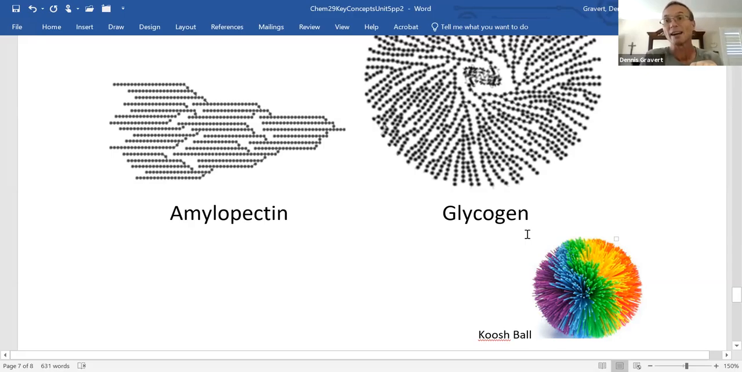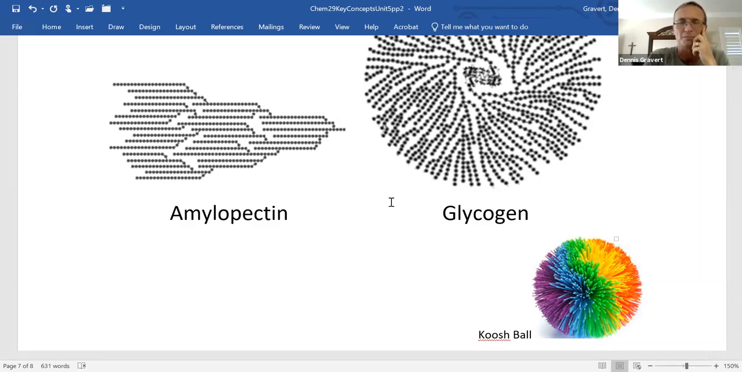So here's the question, why? Why do plants pack their extra glucose in amylopectin? Why do people and animals pack their extra glucose in glycogen? What use would all these extra branches have? Well, think about one of the big differences between plants and animals and people. Mobility, the ability to move. Plants don't move very quickly. People and animals do. We have a greater need for glucose.